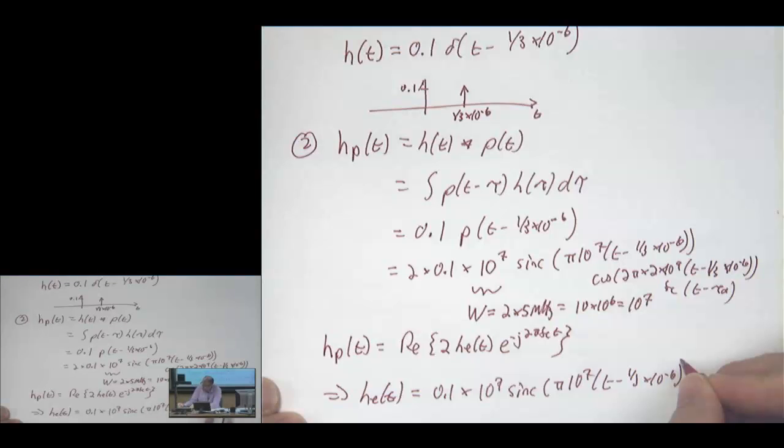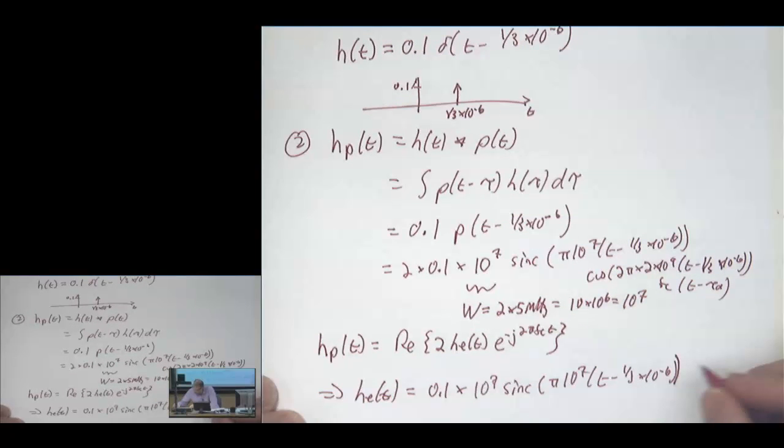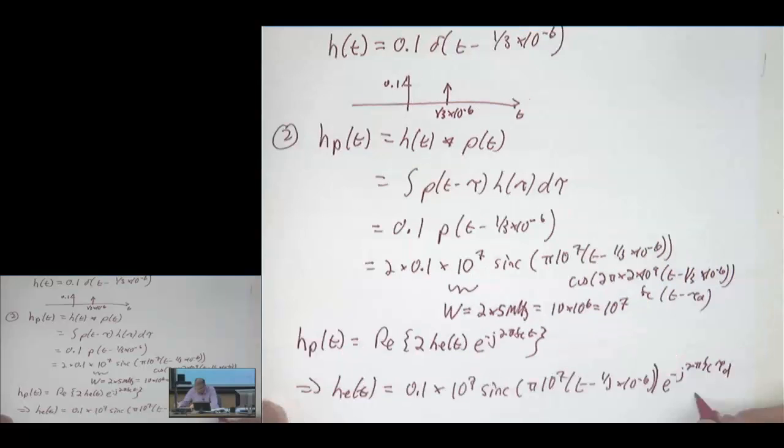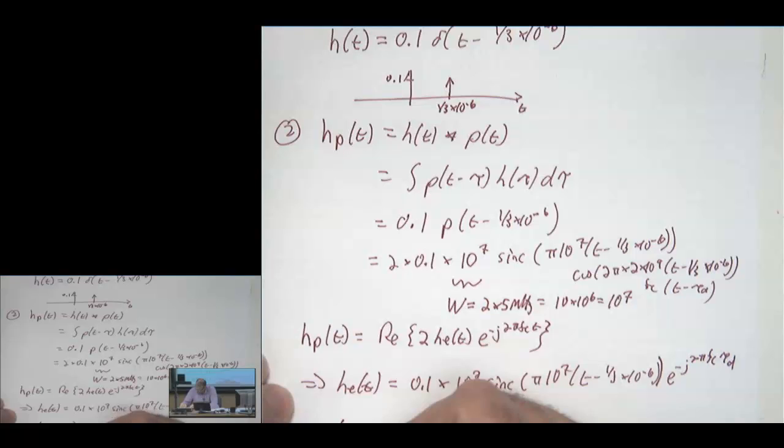And then what about this here? What about this cosine here? Well, this cosine corresponds to this piece here, but we've also got this effect of the delay here. And so we could get that by having an e to the minus j 2 pi f sub c tau here, which is equal to 2 times 10 to the 9th times 1/3 times 10 to the minus 6. So that's whatever that is here, 2/3 times 10 to the 3rd here.